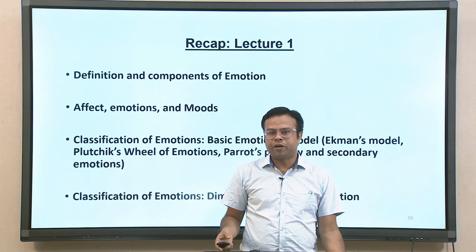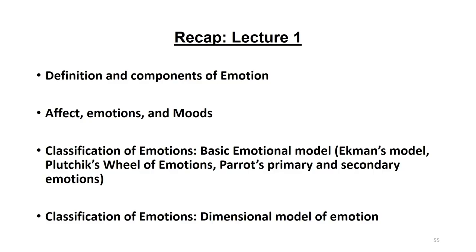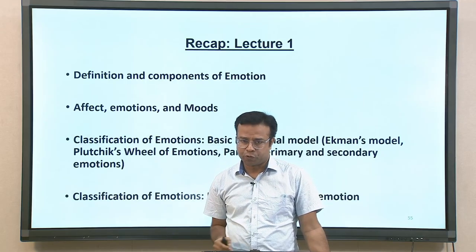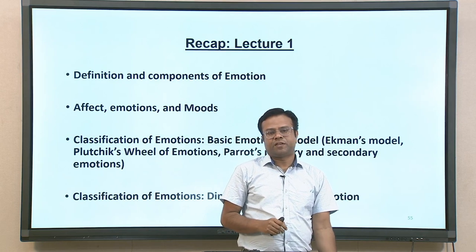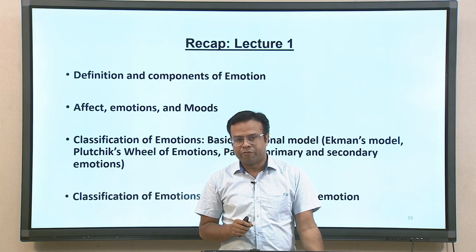Before we talk about today's lecture, let me give you a brief recap of lecture 1. In lecture 1, we tried to define what emotions are, and we saw that emotions have three major components. One is the physiological component, then there is an experience part, and then there is a behavior part to it. Then we discussed the difference between the three terms: affect, emotions and mood.